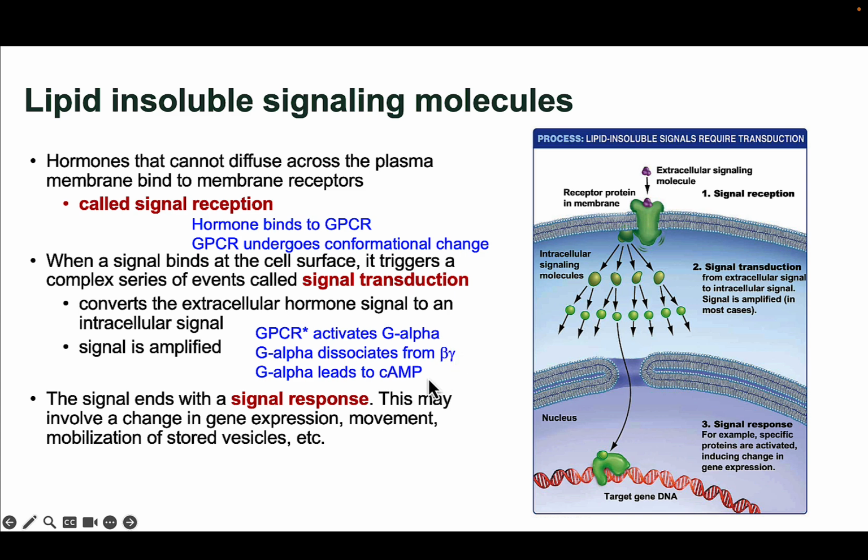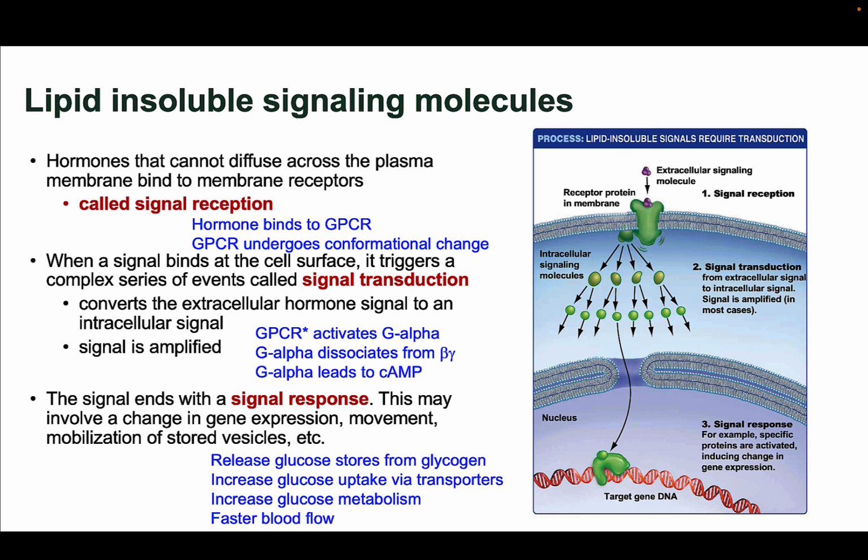And then G alpha activation leads eventually to the production of a secondary messenger called cyclic AMP. And cyclic AMP amplifies the signal. So we have a lot of signal amplification going on. And then eventually that will activate kinases, which will then exert a variety of signal responses.